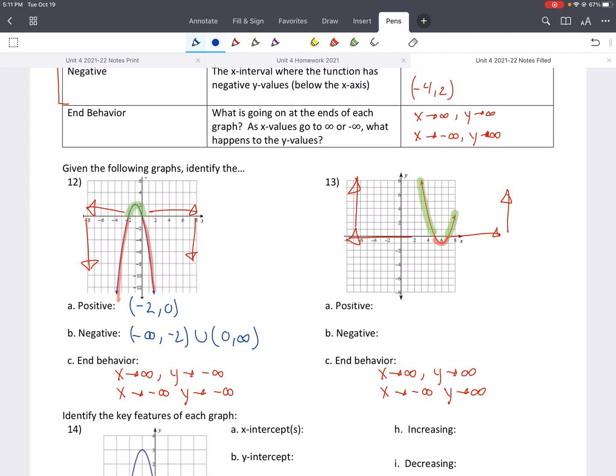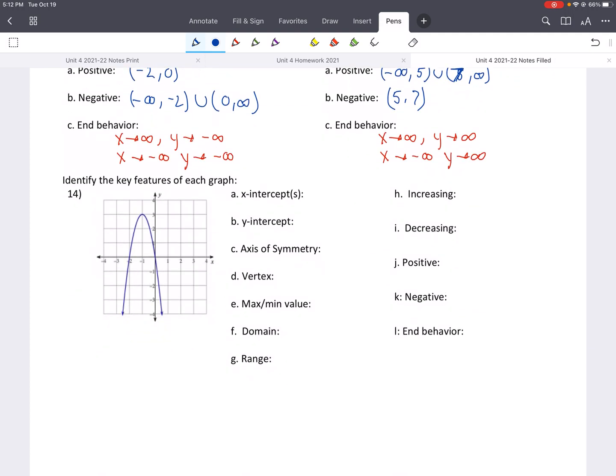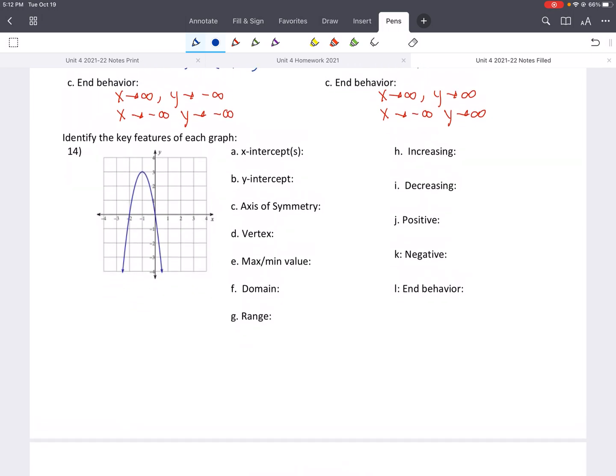Okay, for 13, it's positive from negative infinity to 5, and then it goes from 7 to positive infinity. And the negative interval is just between 5 and, oops, I messed that up, that's 7. 5 to 7. Okay, so here is the whole shebang. You're going to have, I think, 5 of these on your homework, and then I have a couple review factoring problems because you're still going to need that. We're going to take a break from that, but we'll come back, so I don't want you to forget.